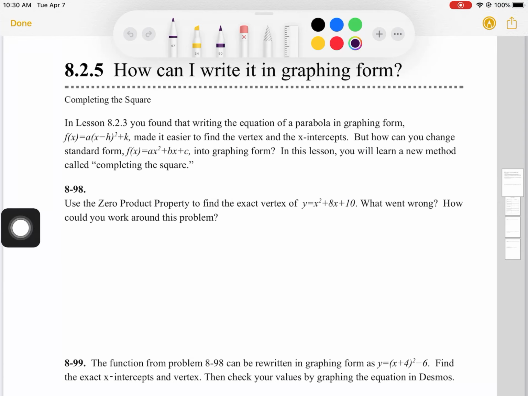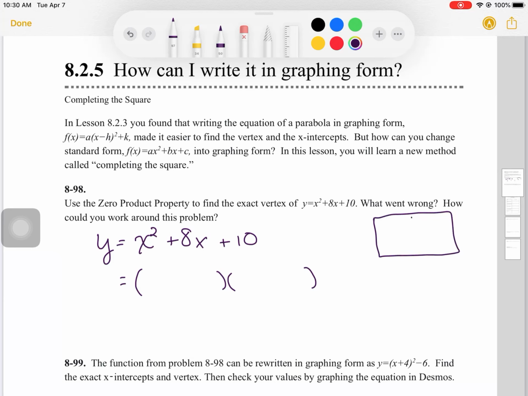So we're going to take this equation right here and we're going to go through using the method from 8.22. I'm just going to rewrite the equation and put it into factored form. I know my y-intercept is 10, but I want to find the vertex. So I'm going to put it into factored form, and to do that, I could do that with generic rectangles. And we could talk through this.